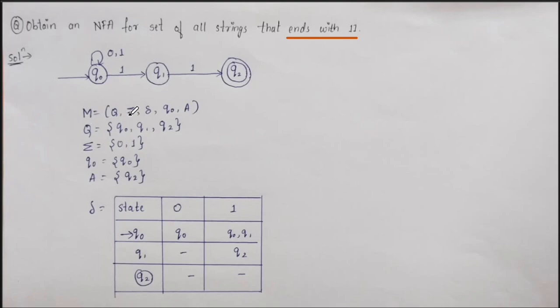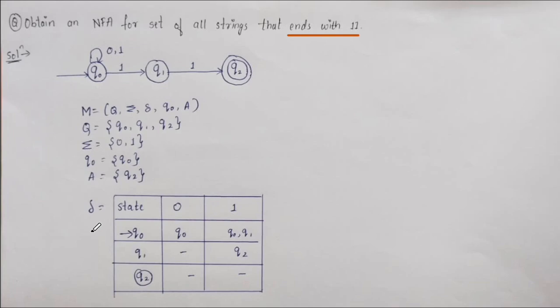M equal to (Q, Σ, δ, Q0, A), where capital Q is equal to {Q0, Q1, Q2}, which is the non-empty finite set of states. Σ is a non-empty finite set of input alphabets, that is 0 and 1 are the input symbols for this Σ, and Q0 is the initial state, and here Q0 is the initial state in this diagram. A is the final state, where Q2 is the final state.